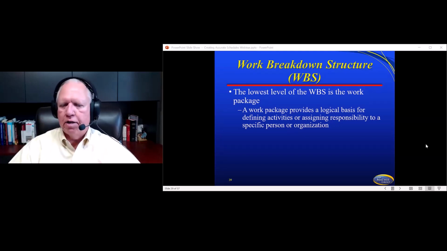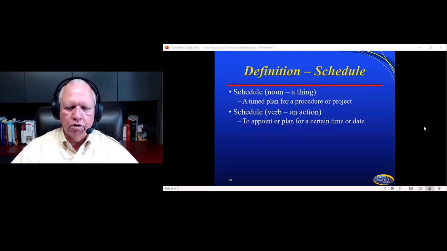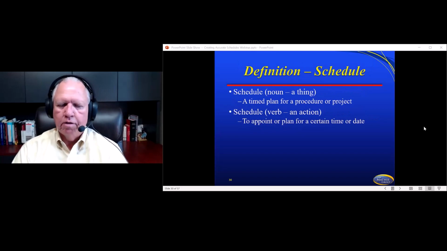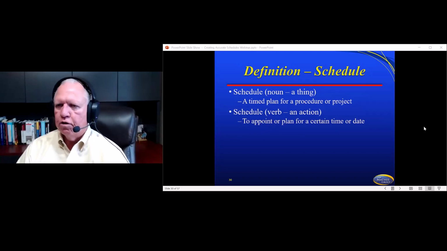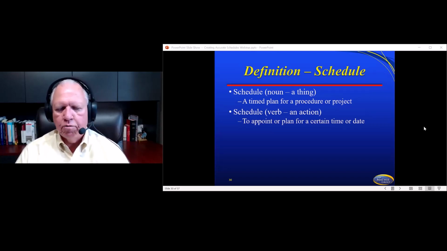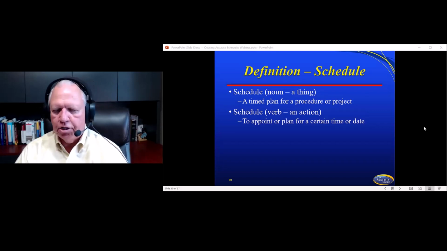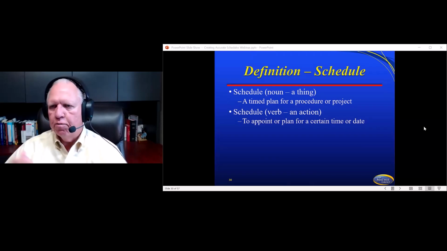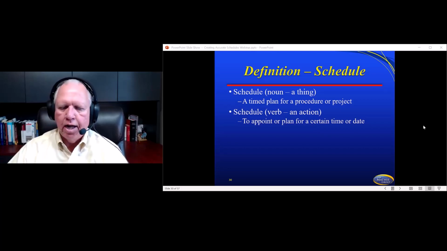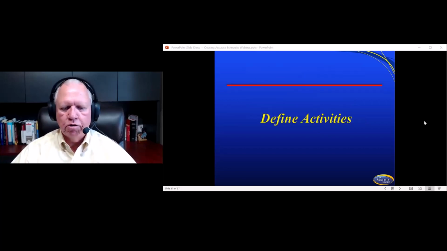Then we break that down into activities, which are later going to fulfill our schedule and go into the scheduling tool. Some people will create schedules with different terms, so I just wanted to throw a couple of ideas out. Some will use a noun, which is a thing: a time plan for a procedure or a project. Some will use a verb, an action to appoint or plan a certain time or date. Either of those can be very appropriate. You're just trying to have consistency as you put your schedule together, and make sure people understand what you're trying to do.